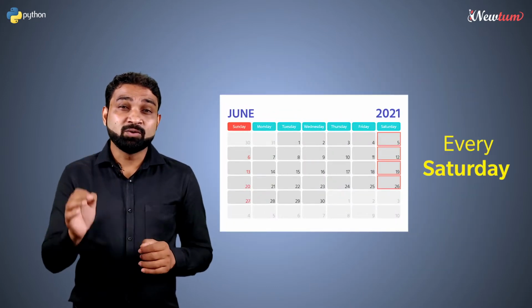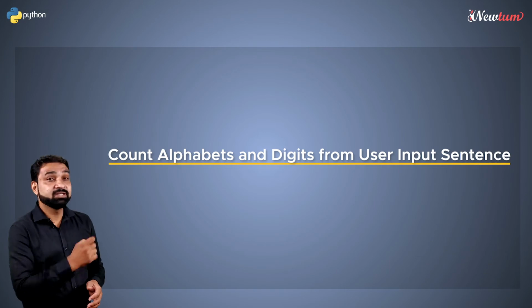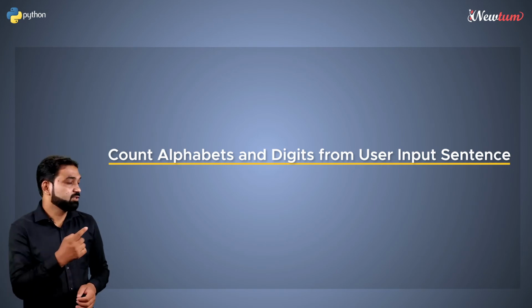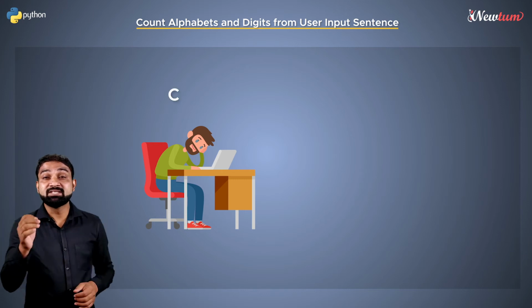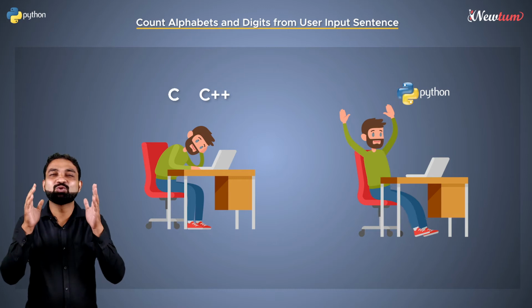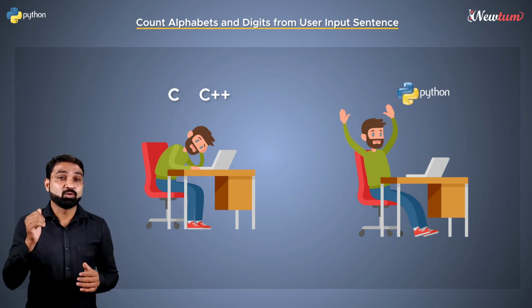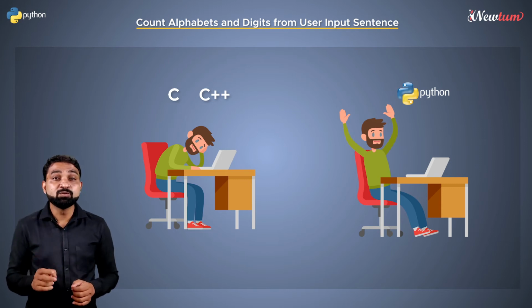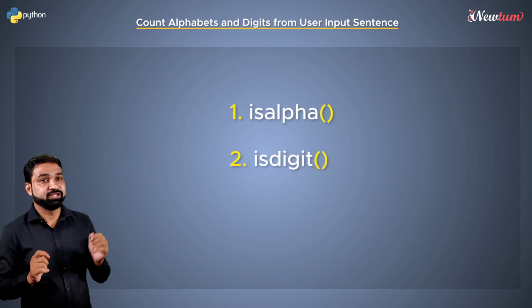So, coming back to today's practice session. In this session, we will study how to count the alphabets and digits in a sentence entered by the user. Well, this could be a lengthy program in C or C++. But in Python, boom, it's so simple. Python provides a ready function to write such programs. Today, we will use two functions, that is isAlpha and isDigit.